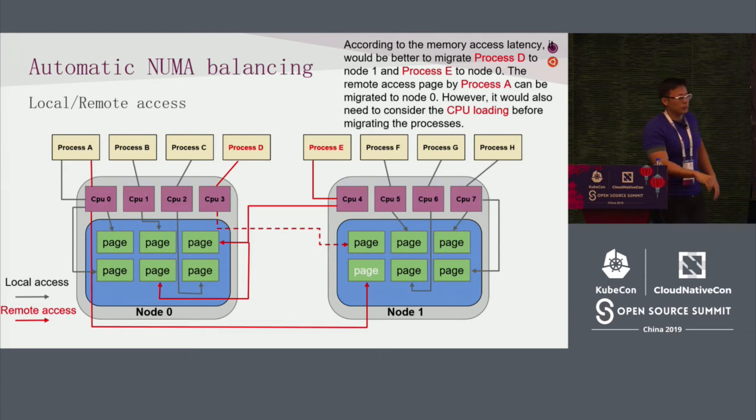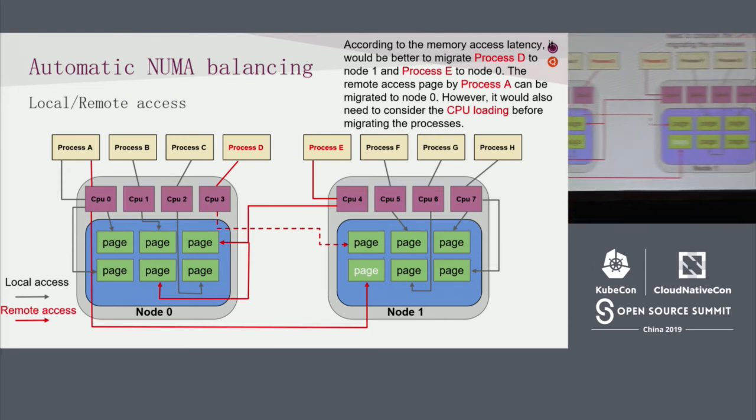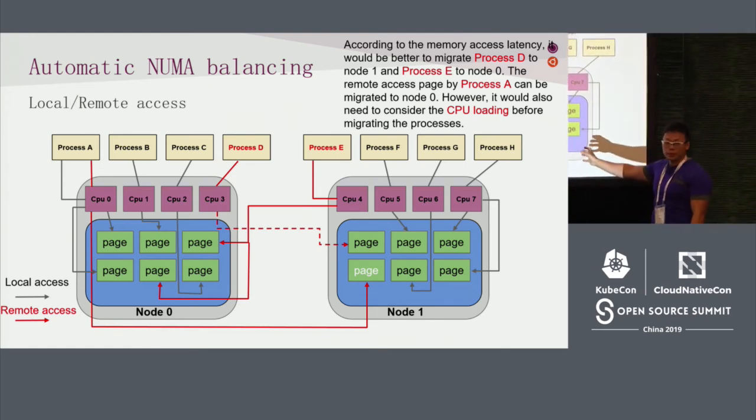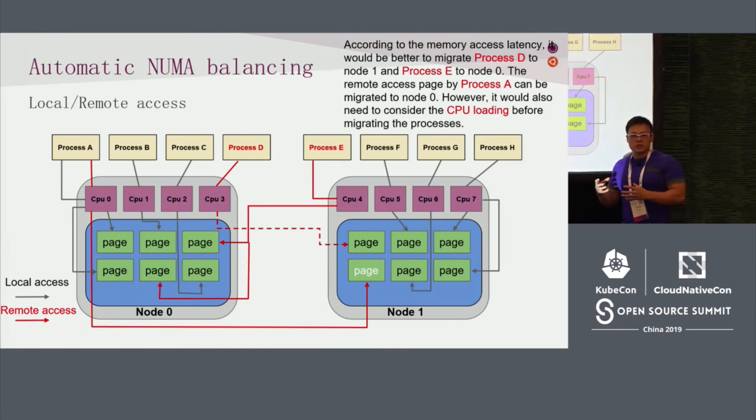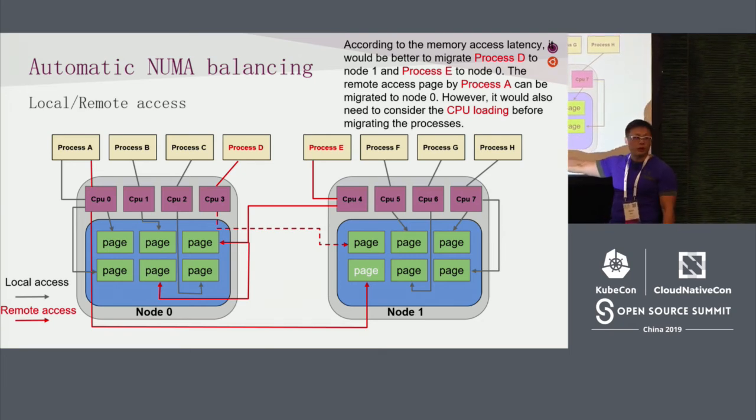I'd like to talk about KSM and NUMA balancing. What is it about? You can see this picture. If process A is put on CPU 0, and it wants to access memory on the other node, there is a remote access and the latency becomes longer. So process A needs to be put in the local node. NUMA balancing does this; it will try its best to migrate back.